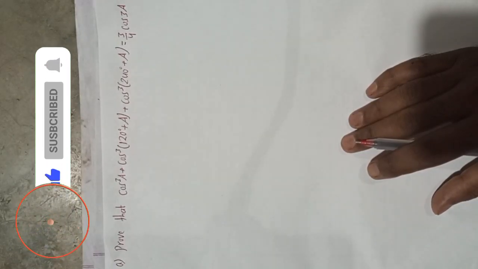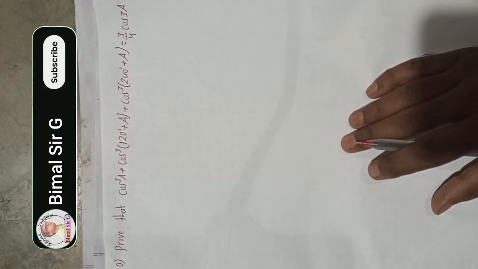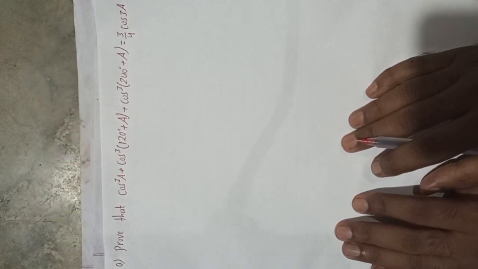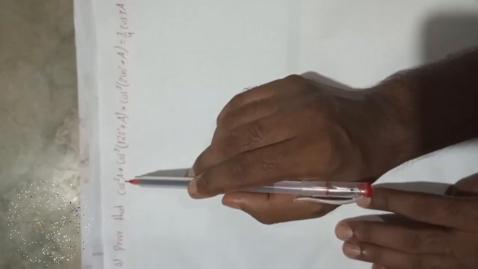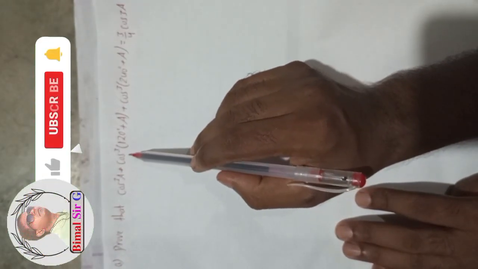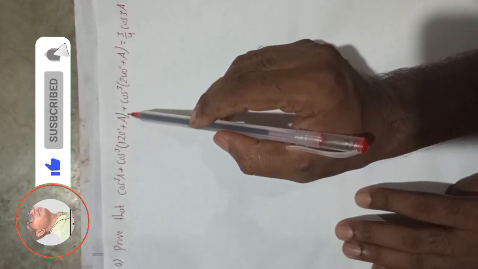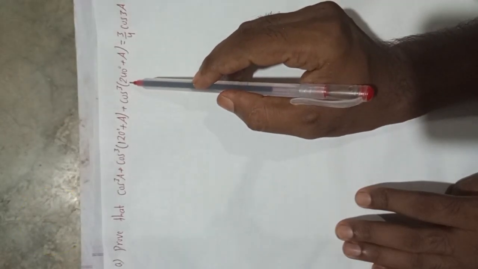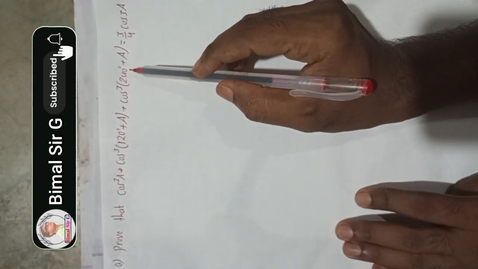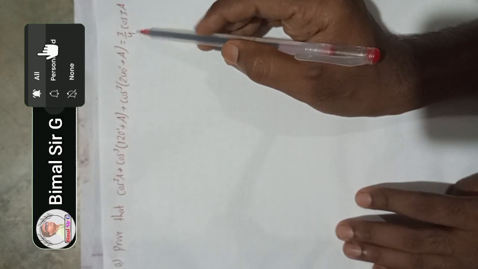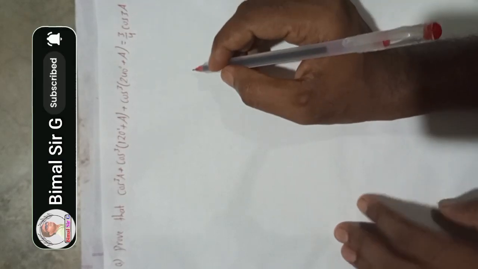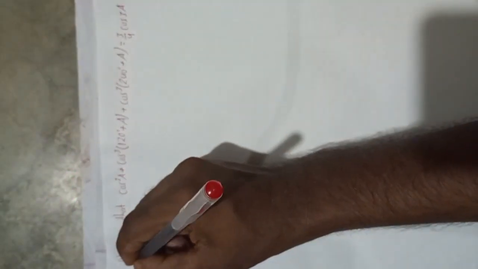Now I am going to solve class 10 OPT mathematics. This is question number 21a. Prove that cos cube a plus cos cube of (120 degree plus a) plus cos cube of (240 degree plus a) is equal to 3/4 cos 3a. So here is the solution.